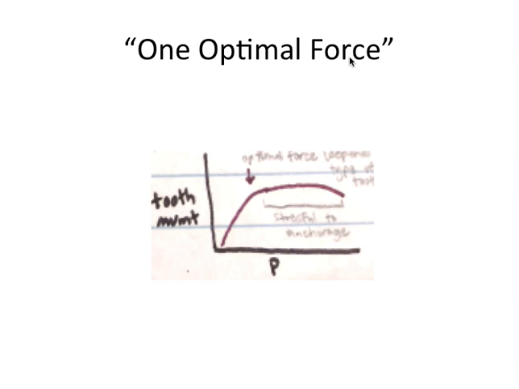And then this idea of having one optimal force is pretty important. Depending on how you're moving the tooth, here's the ideal tooth movement, and here's the amount of pressure you're exerting on the PDL. The tooth movement gets better and better up to some optimal force, and then past that optimal force, it's kind of a plateau, and maybe it drops off. People don't really know. Anything beyond this optimal force is really not needed, so we want to keep it there.